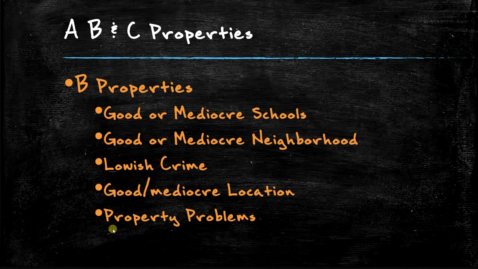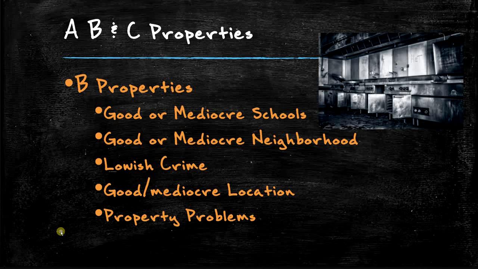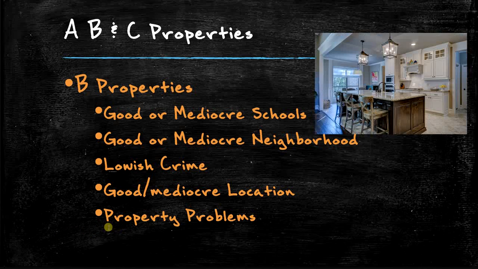It has older appliances. The property itself is somewhat run down, but it is on an A level for the rest of this stuff. You'll still attract good tenants. You'll probably not have them stay as long. The property's not in as good a shape. And you can actually fix it up in a lot of cases to where it will be an A property if it's just a problem with the property.